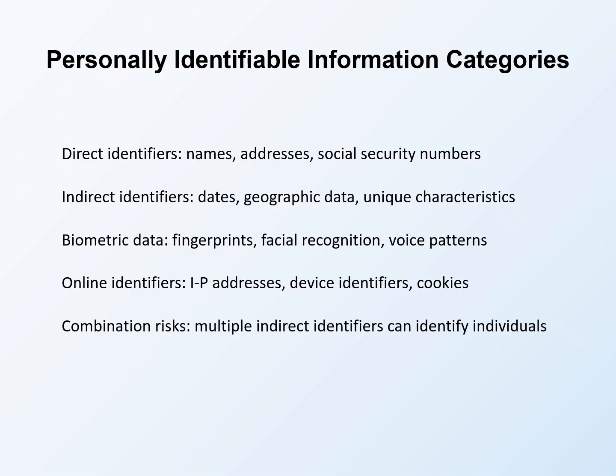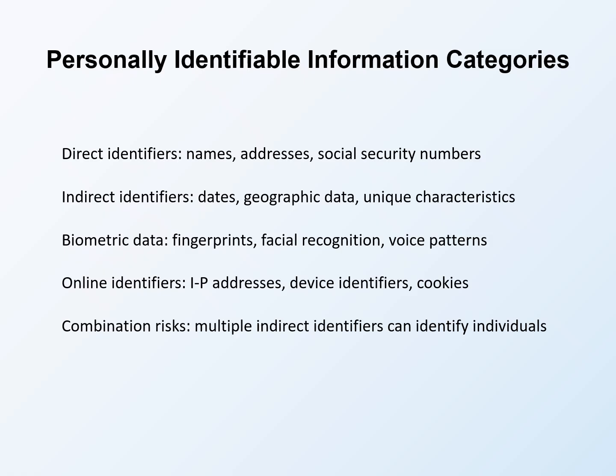Personally identifiable information, or PII, encompasses any data that could be used to identify a specific individual. Understanding PII categories helps you recognize what information requires protection. Direct identifiers are obvious: names, social security numbers, driver's license numbers, passport numbers, and physical addresses directly point to specific individuals. Indirect identifiers are less obvious but equally important. Dates of birth, geographic indicators like zip codes, employment information, and unique physical characteristics can identify individuals, especially when combined.